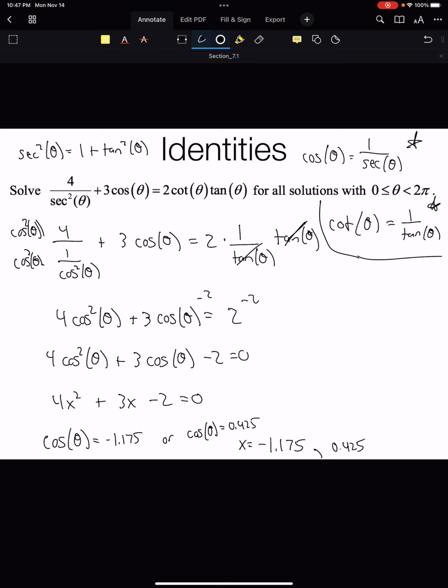Now for the first one, cosine of theta equaling negative 1.175, that turns out to be a problem, and it was the same problem we faced in class. The range of cosine is from negative 1 to 1. And so it's not possible to plug in any value of theta and get a result of negative 1.175. And so, well, we don't have to consider that. And so all we're left with is cosine of theta equaling 0.425.